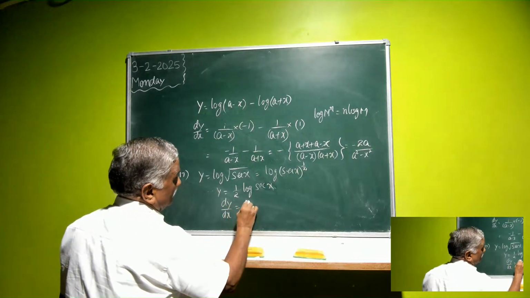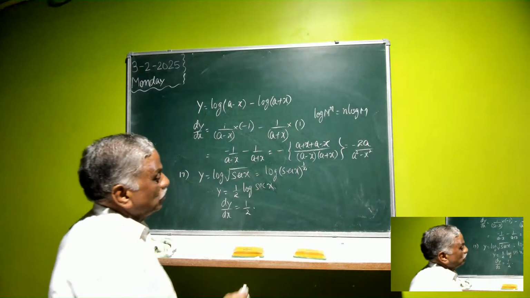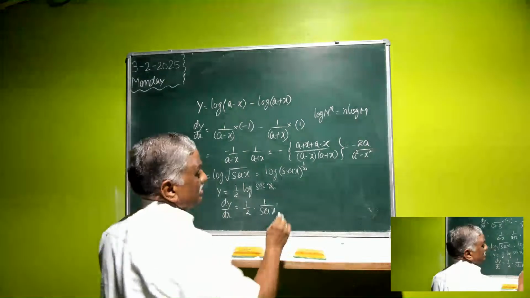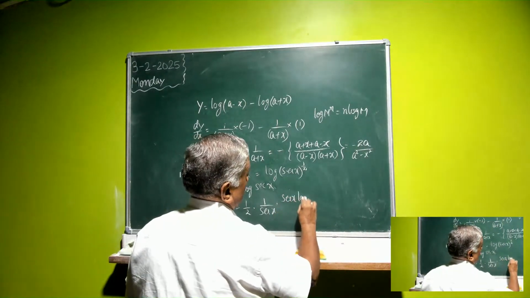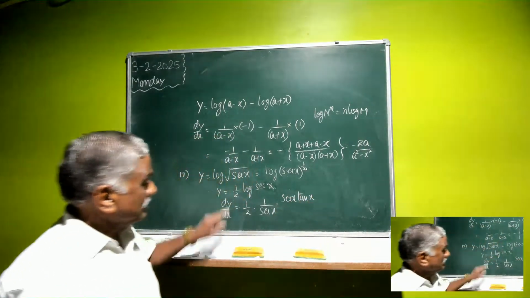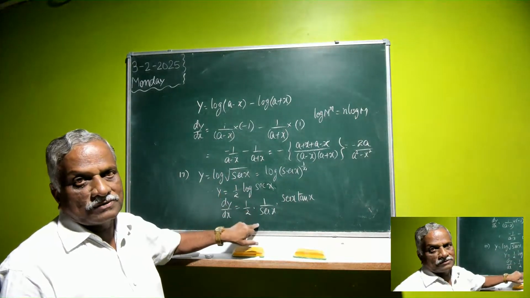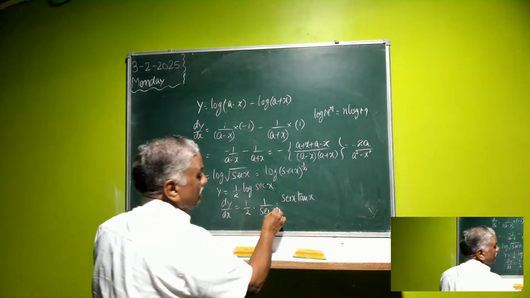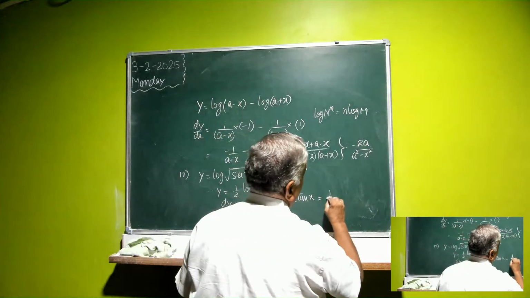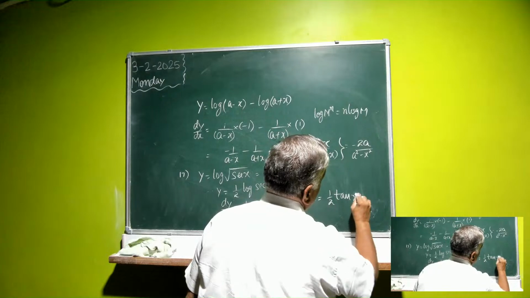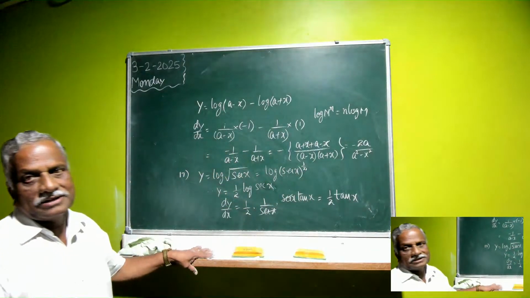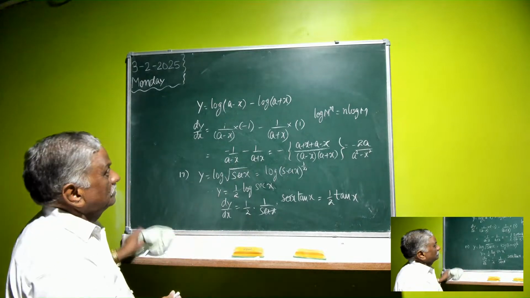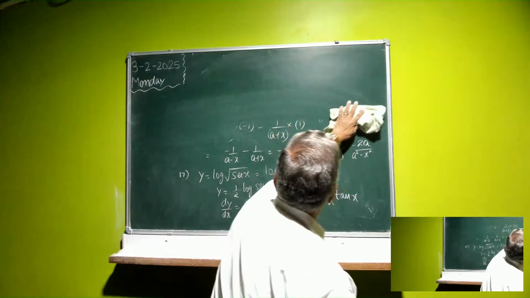Half is a constant, keep it as it is. Log is 1 over secant x, and secant x is secant x tan x. Now we can cancel secant x. So you get half tan x. They have not given prove that, but I have proved it because the simplification is not that difficult. Let's go to the next problem.